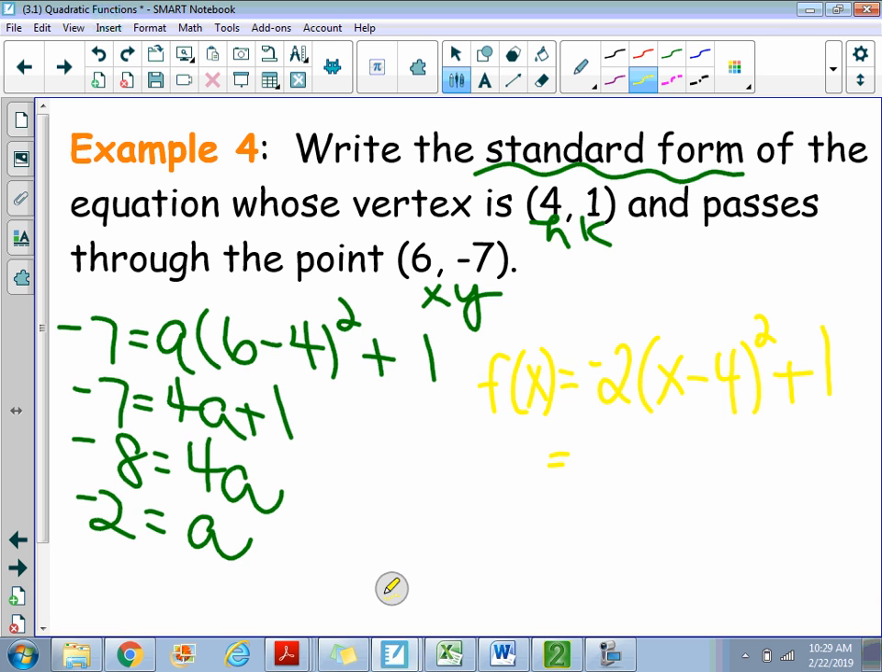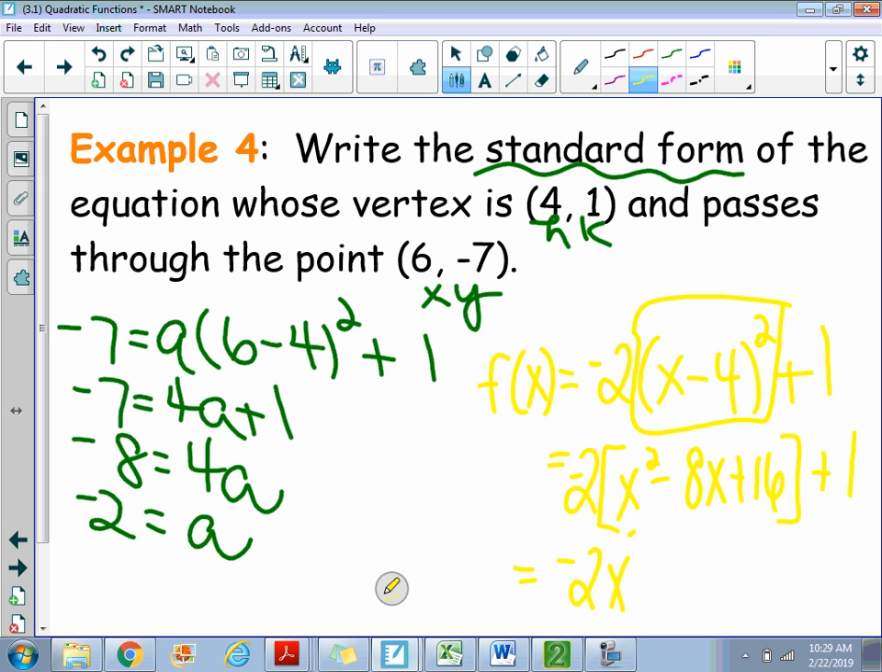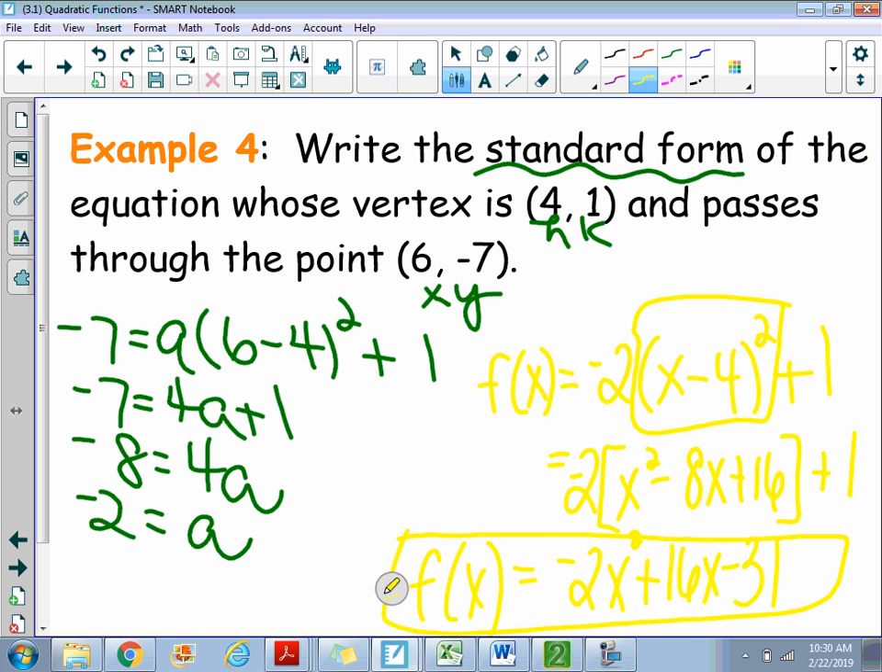Before I distribute, I need to FOIL it first. So it's 2 times x squared minus 4x, minus 8x plus 16, plus 1. Now I have to put that -2 in. So it's -2x squared plus 16x, and then that's a -32. -32 plus 1 is -31. And here is your standard form of that equation. So we can do both. Questions?